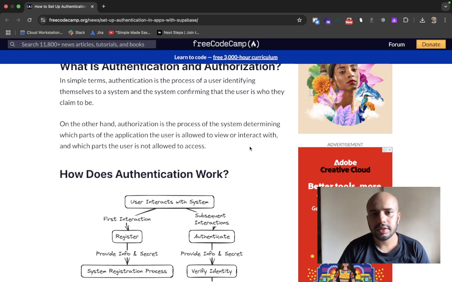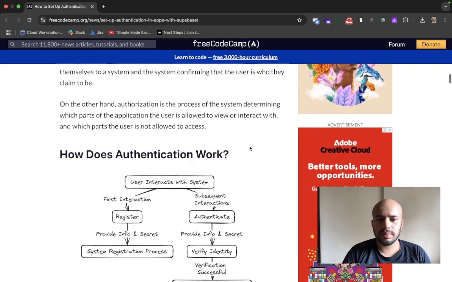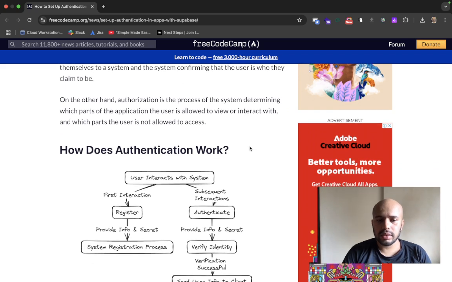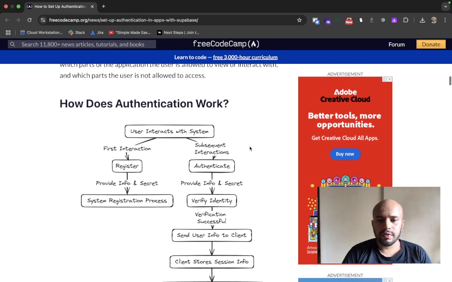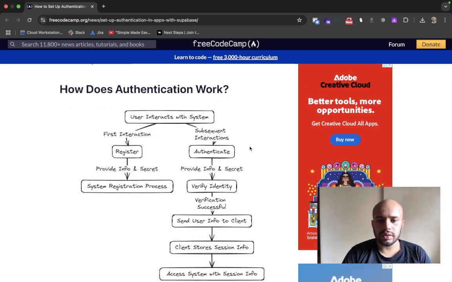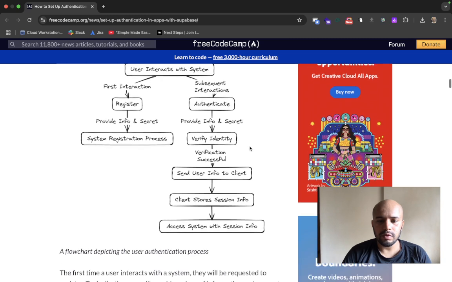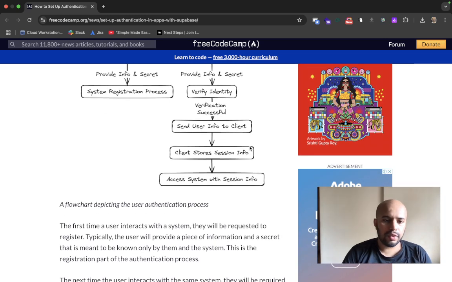How does authentication work? The user interacts with the system. First interaction: register, provide information and secret, system registration process. Subsequent interaction: authenticate, provide info and secret, verify, identify, verification successful, user info to client, client stores session info, access system with session info. The flowchart depicts the user authentication process.